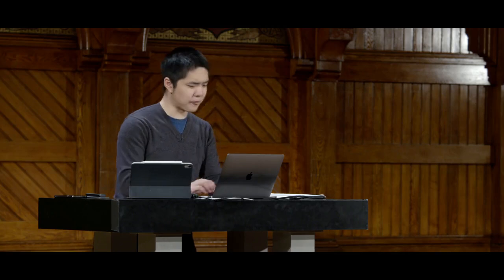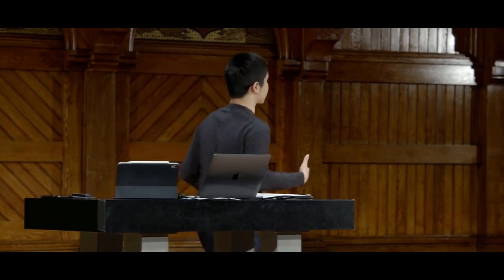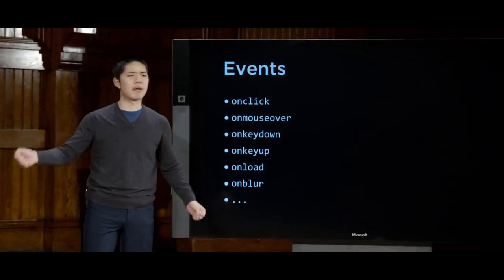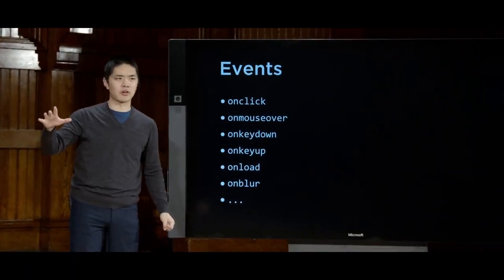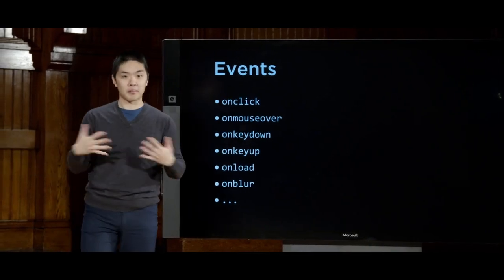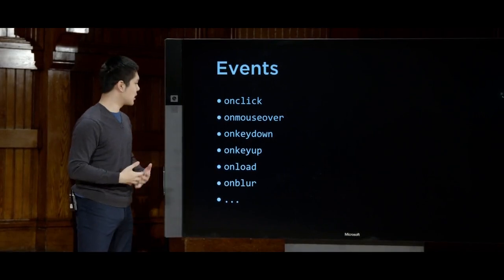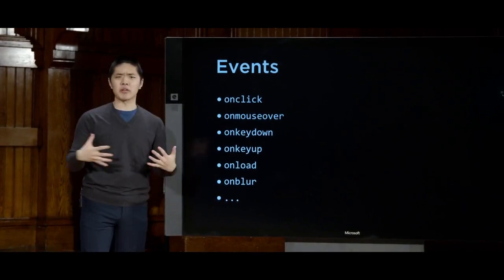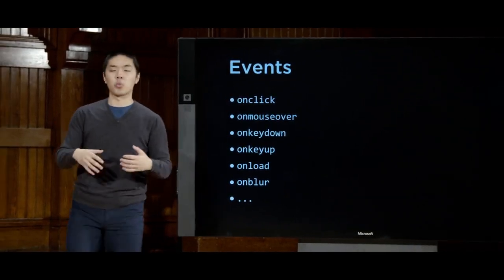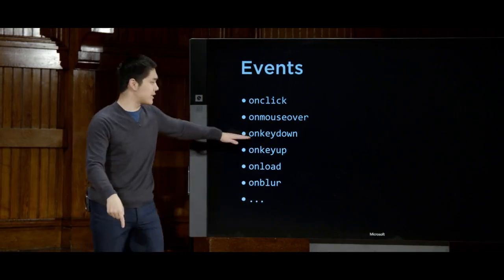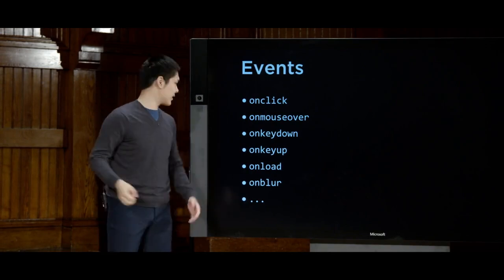And there are many, many different events that exist in JavaScript. There's onClick, which we've seen already. OnMouseOver can detect when you mouse over something, when you're hovering over a particular element. If you've ever seen websites that somehow respond when your mouse moves over something, that can be how it's implemented. OnKeyDown and OnKeyUp can respond to keyboard events, something like when you press a key on the keyboard. When you press down on the key, that's OnKeyDown. And when you lift your finger off the key, that's OnKeyUp.